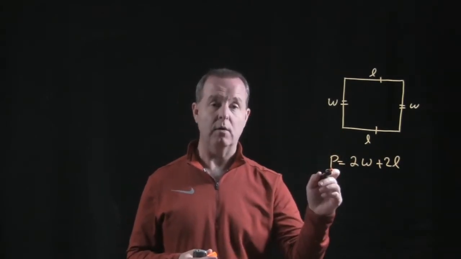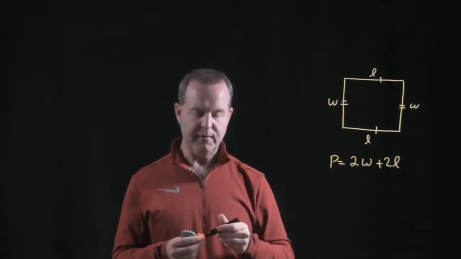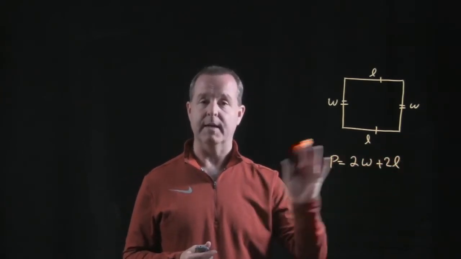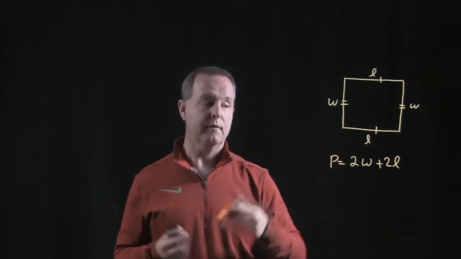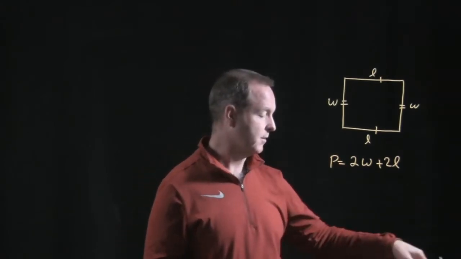And notice that it's solved for perimeter. Well, what if I want to solve it for a different variable that's in here? Right now it's solved for P. Maybe I want to solve it for the width, for W. So how would we do that?